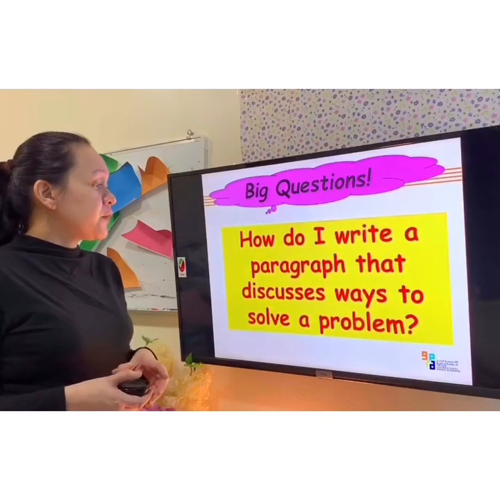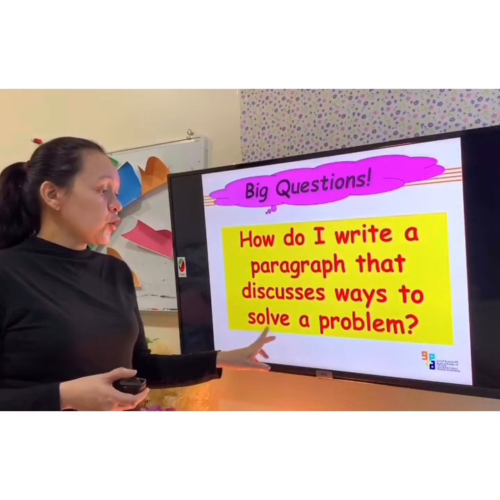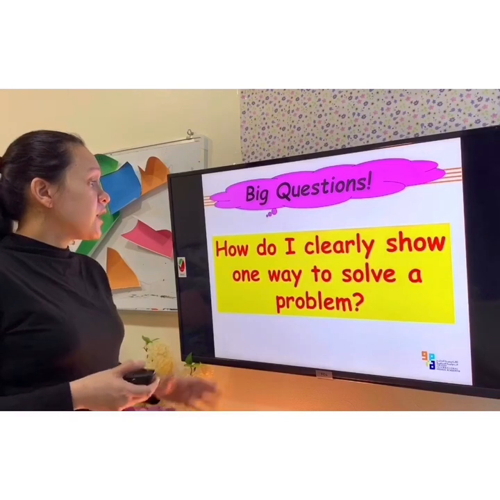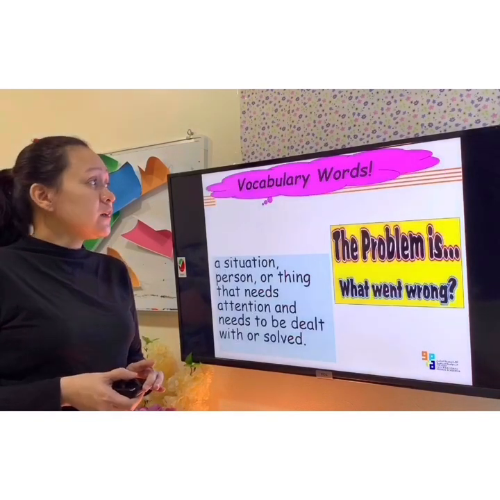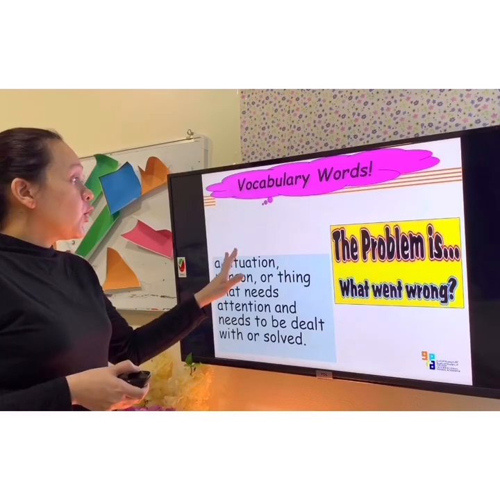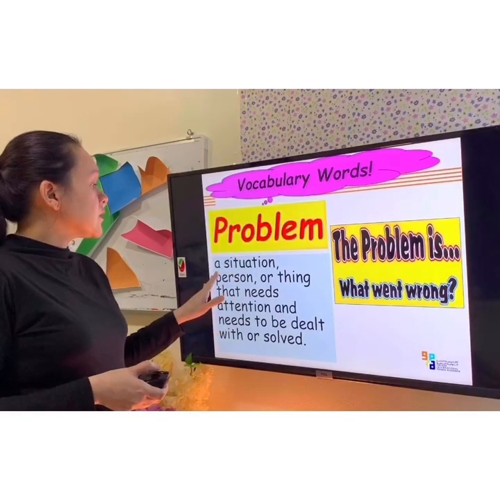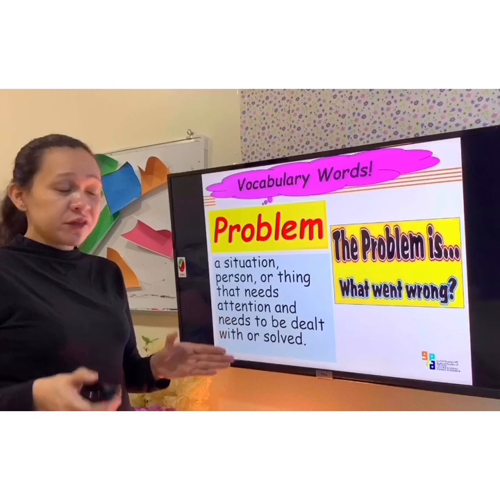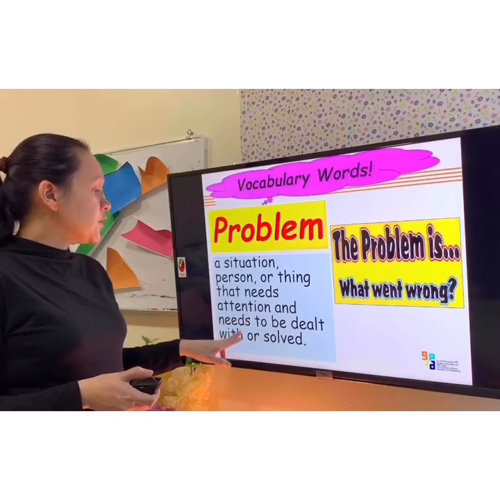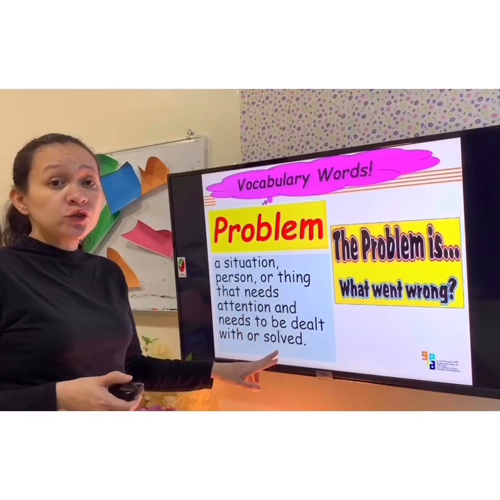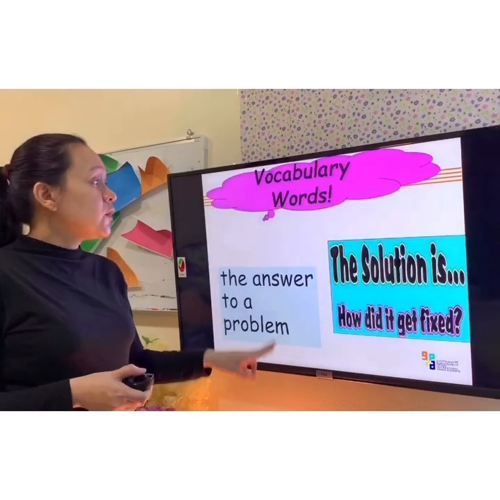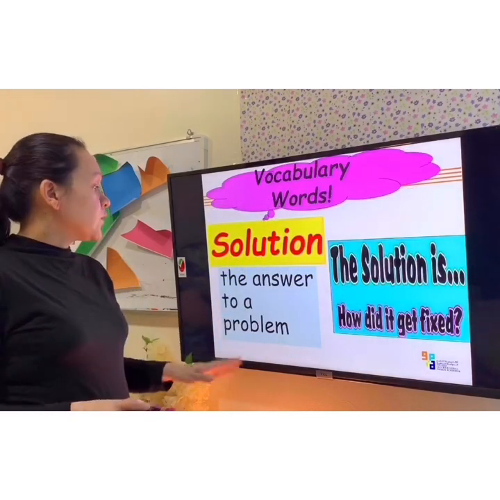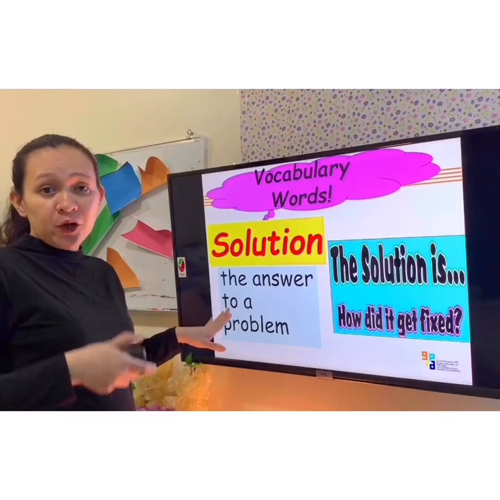Now let's move to our big questions. How do I write a paragraph that discusses ways to solve a problem? And how do I clearly show one way to solve a problem? Here are our vocabulary words. When you say problem, it is a situation, person, or thing that needs attention and needs to be dealt with or solved. So how about solution? It is the answer to a problem.